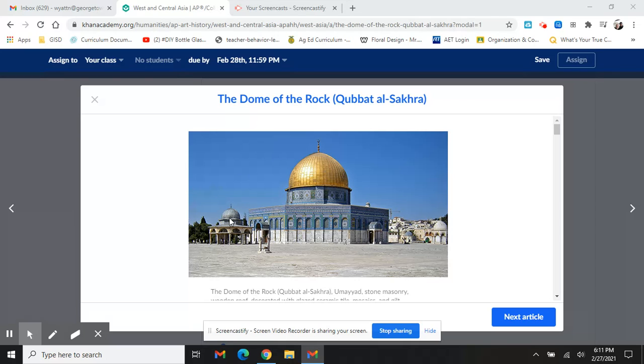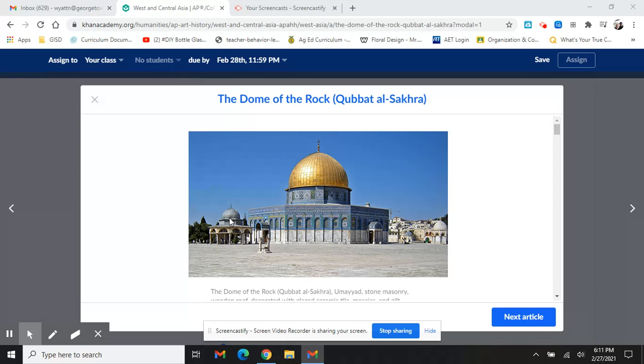Now, as we go down, let's talk about who the patron is. So the patron is Abd el Malik, and he built this between 685 and 695 and a half. He was a really, really important Umayyad caliph, and he actually built this before he had even conquered Mecca and got back the Kaaba. So this was a really important building, kind of showing the beginning of the Islamic religion.